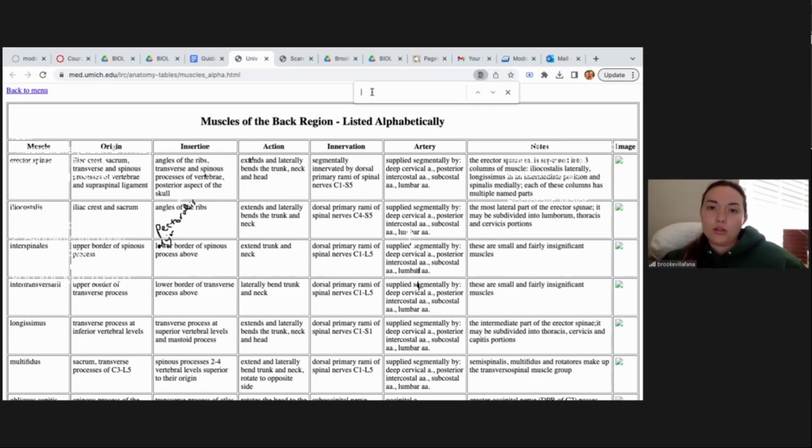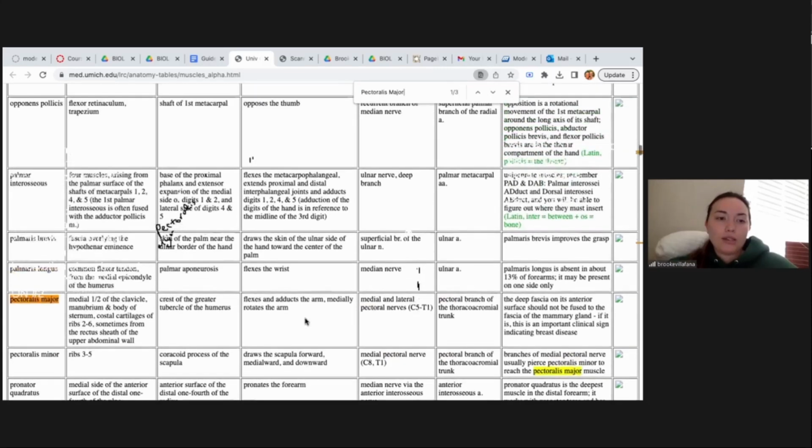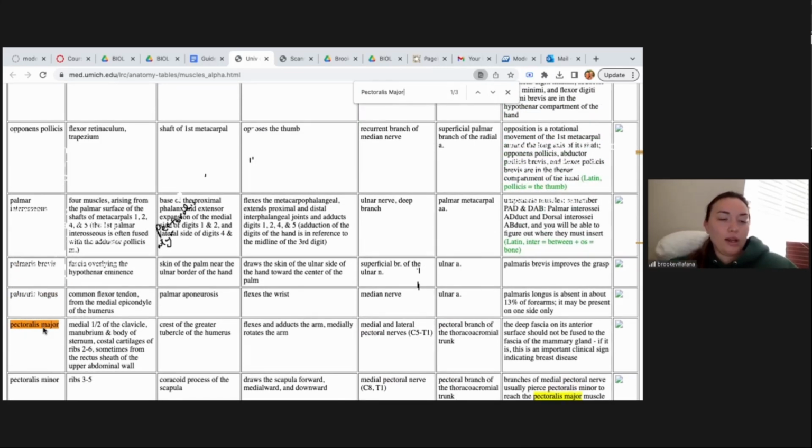So let's do pectoralis major. So right now I see pectoralis major right here. And on this bracket here, this is my origin, my insertion, my action, and my innervation. So again, this would be my origin. It shows you tabs at the top, but I already scrolled down. My insertion, my action, and my innervation.